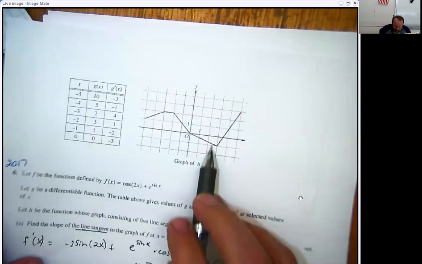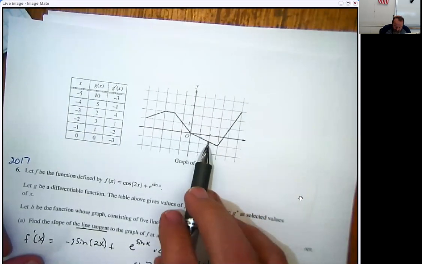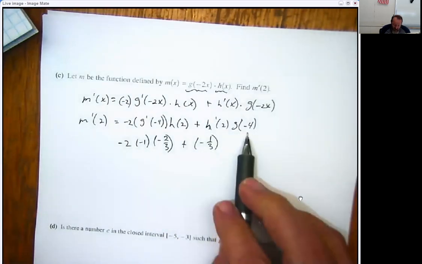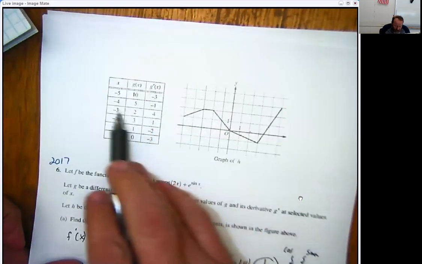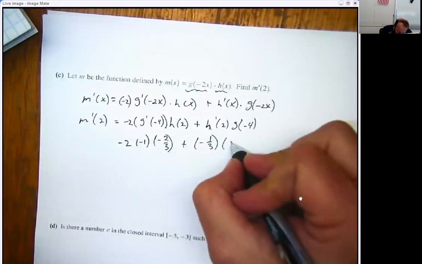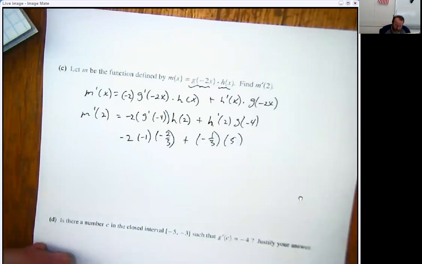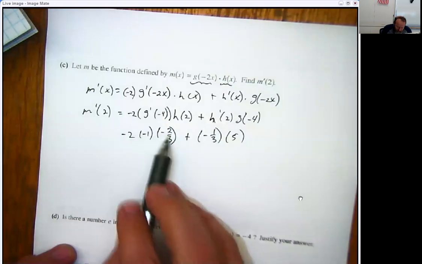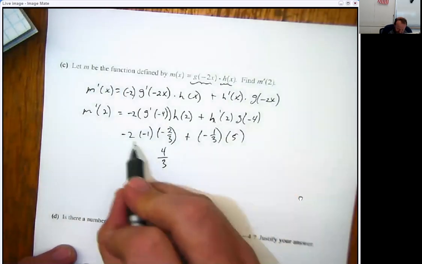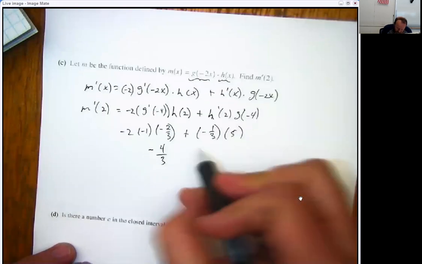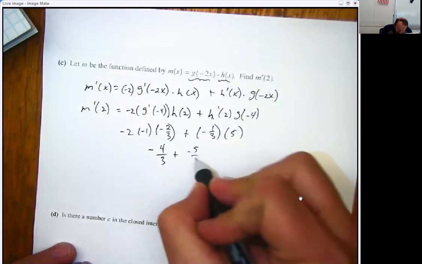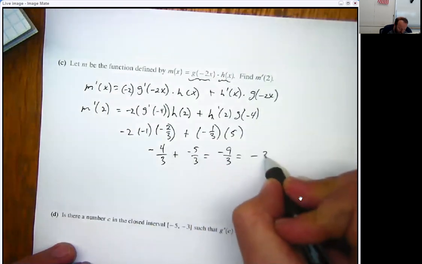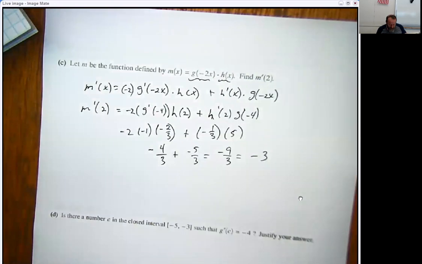Well, again, h prime is the slope of h at the number 2, which we already found to be -1/3. And finally, what is g of -4? Well, g of -4 right here is the number 5. Well, we don't get to use a calculator, so we do have to do a little bit of tough stuff here, but these aren't too bad because 2 times 1 times 2 is 4/3, and I see 1, 2, 3 negatives. And over here, we have a -5/3, so -4/3 and -5/3 is -9/3, or a total of -3.